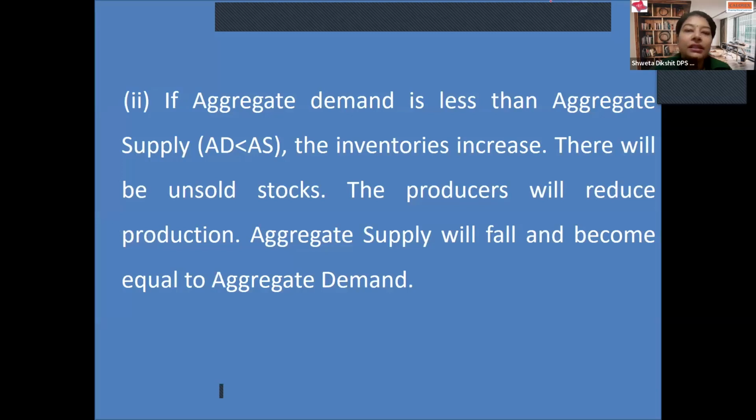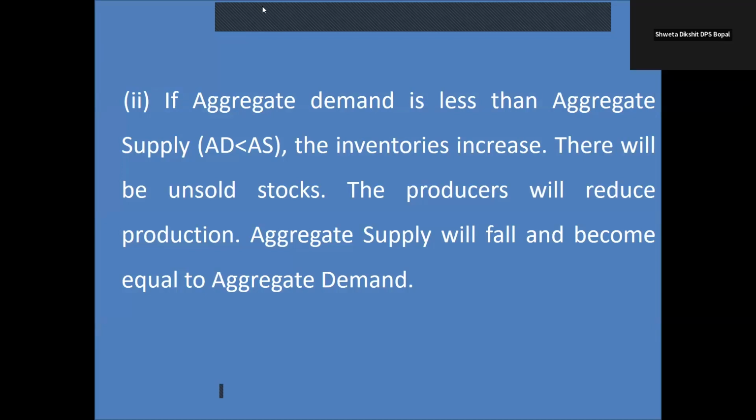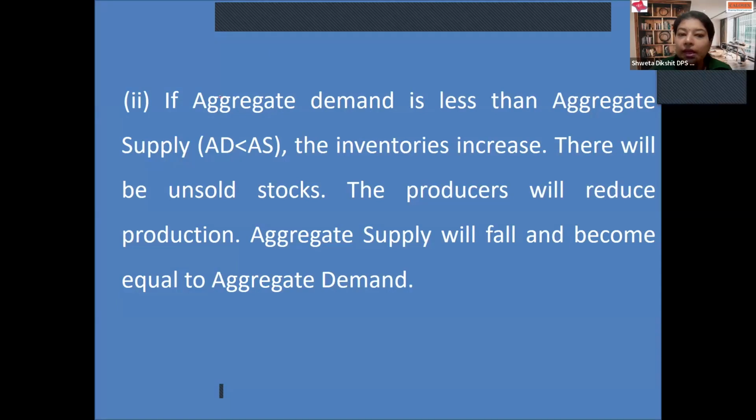Now comes the situation when AD is less than AS. See, when AD is less than AS, that situation also works. Sometimes when AS is greater in the economy, it is appreciated because productivity is high, GDP is high, employment is high. But even then, we do not appreciate the equilibrium at this point. Why? When AD is less and AS is higher, it means the supplier is producing more than what the consumer is demanding or is planning to buy. So the stock or the inventory will tend to rise.